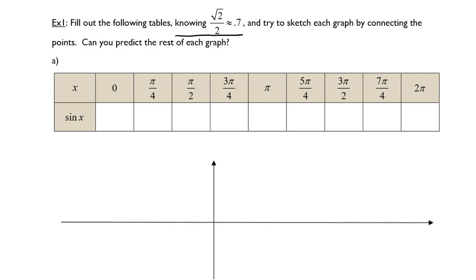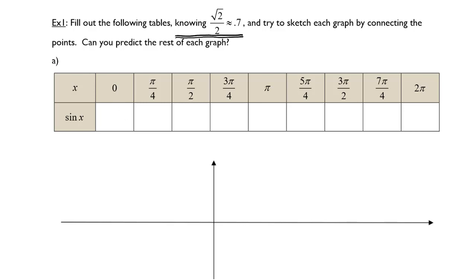Now remember, in some assignments you may have completed previously, you can see how 0.7 can be a percentage of a right triangle. Once we've filled in the table, let's try to sketch each graph by connecting the points. When we substitute a value or an angle in for x, let's start with the angle 0.